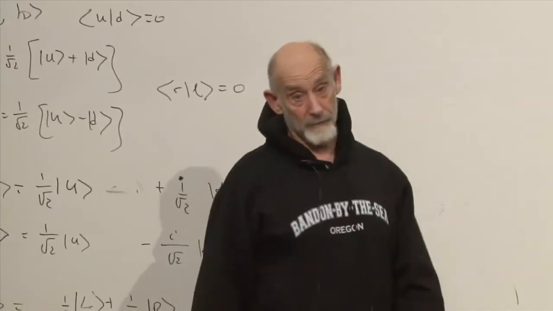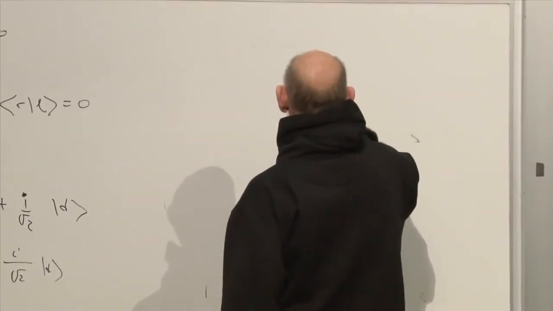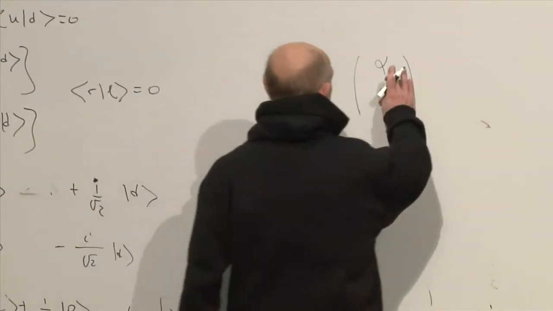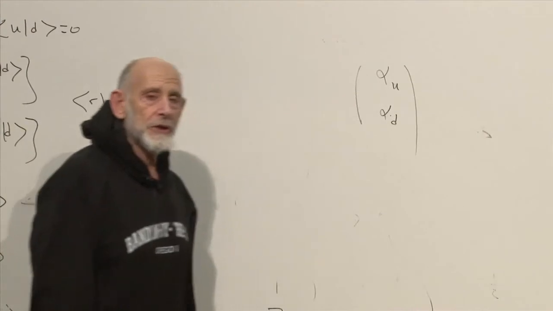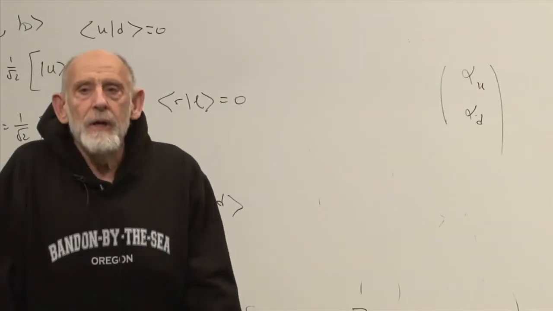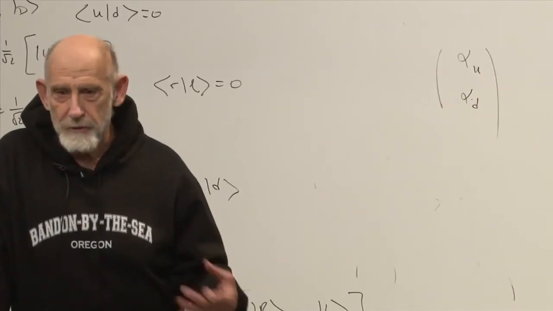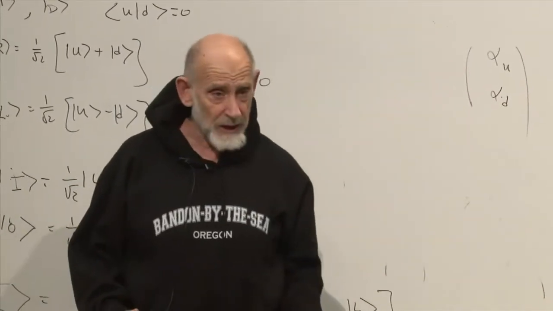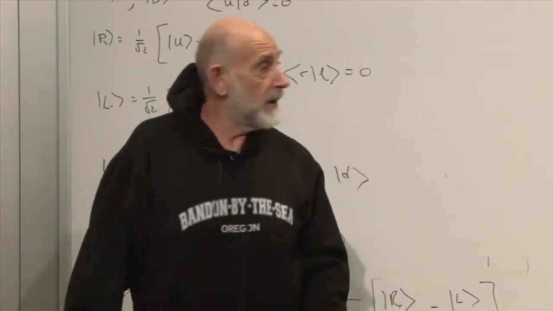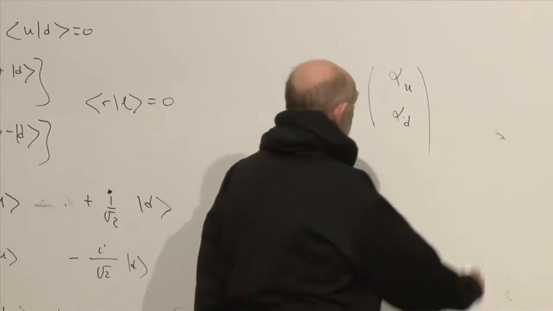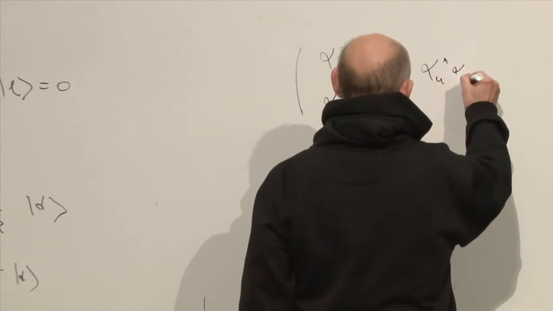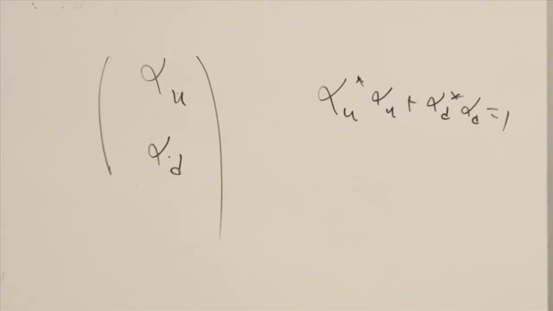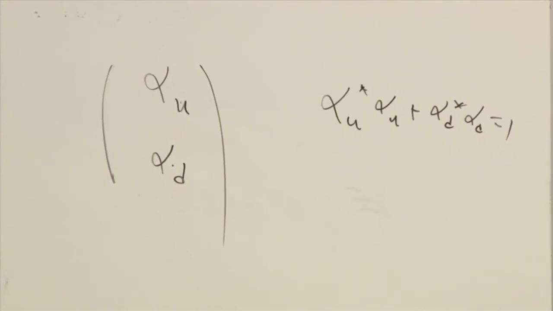If I give you a column vector, alpha 1, alpha 2, or just the coefficients of expansion, alpha up and alpha down, the question is, how much freedom is there in the alphas such that it doesn't change the physical nature of the state? Does every combination of alpha up and alpha down correspond to a different state? The answer is no. First of all, the total probability has to add up to 1. So that's one constraint right there: alpha up star alpha up plus alpha down star alpha down is equal to 1.